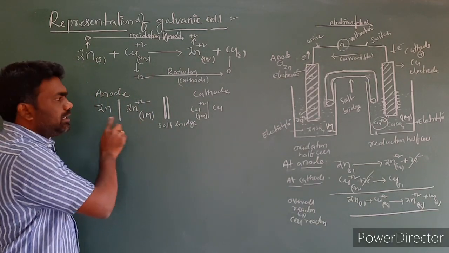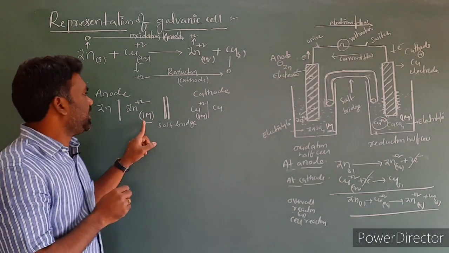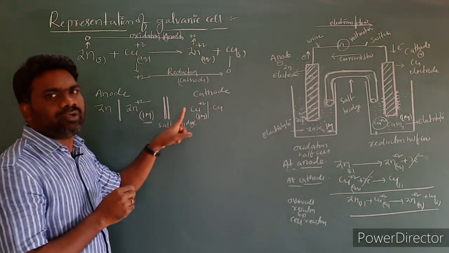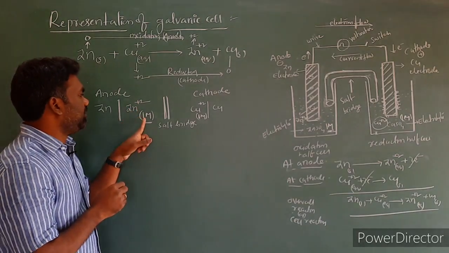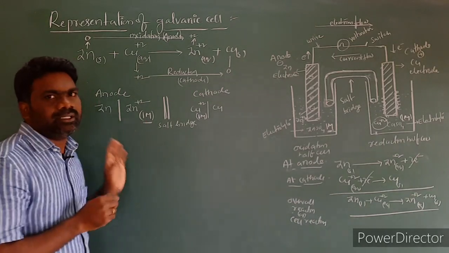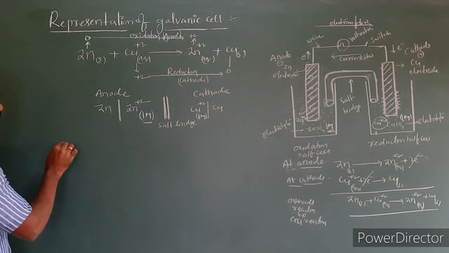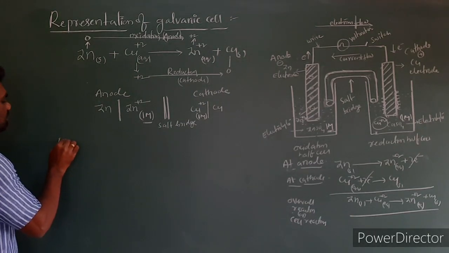And next, the concentration of ions we write in a bracket after the formula of the ion. The formula of the ion is Zn plus 2, and after that we write the concentration of the solution in a bracket. This is the representation of a galvanic cell. Let us take one more example for better understanding. I am taking another example.